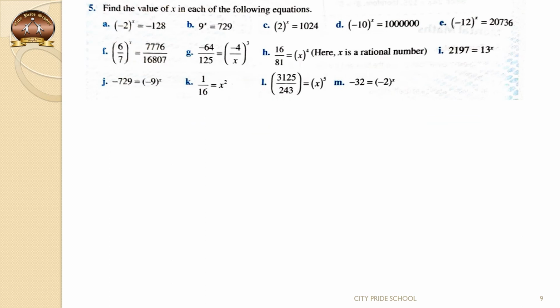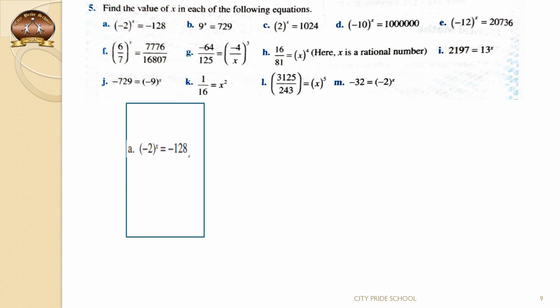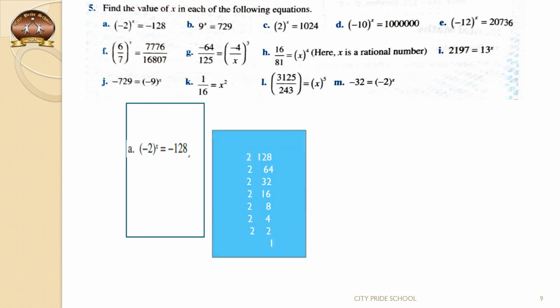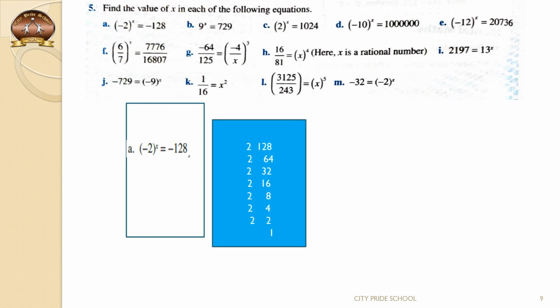So let us now solve question number 5. That is, we have to find the value of x in each of the following equations. I will take A1. So the question is minus 2 whole raised to x is equal to minus 128. First I will find the prime factors of this number 128 and write it in the exponential form, that is minus 2 whole raised to x is equal to minus 2 whole raised to 7. So you can see that here the bases are same. So I can equate the powers. So I can write it as x is equal to 7.